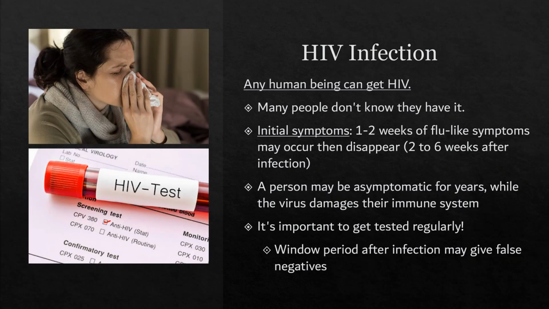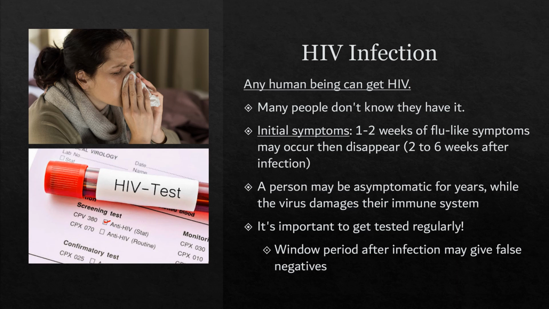It's really important for us to understand that HIV is the human immunodeficiency virus, so any human being can get HIV. It is not something that is specific to any particular group of people. Any person can have an HIV infection. And unfortunately, a lot of people don't know when they have HIV. They're not aware of their positive status.